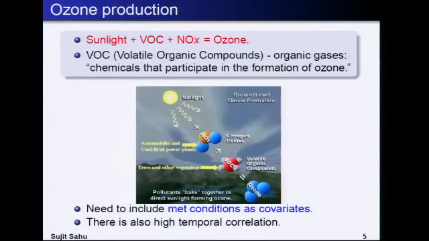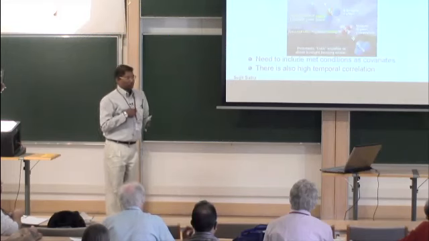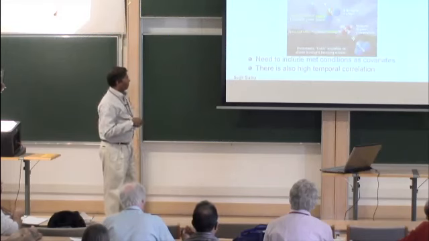This is my equation, or chemistry equation, for ozone. Basically, sunlight plus volatile organic compounds, which are organic gases emanated from trees and other vegetation, plus nitrogen oxides, which are gases emitted from cars and coal power plants. These bake together to give ozone, O3, or three oxygen atoms, and that's how ozone is formed in the air.